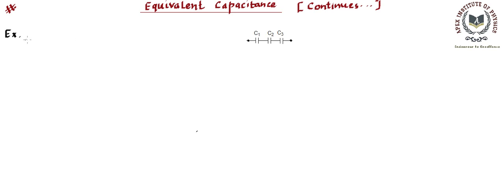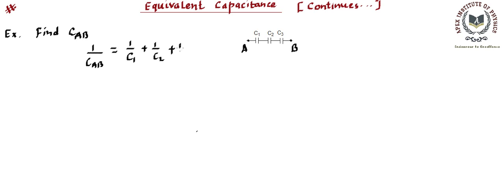So this is again a simple example. There's a circuit having capacitors C1, C2, C3, and let's say this point is A and this point is B. If somebody asks to find the equivalent capacitance between points A and B, we know this combination is a series combination, and hence 1 upon C equivalent, or CAB, is going to be equal to 1 upon C1 plus 1 upon C2 plus 1 upon C3. That's the simplest example that we have already done.